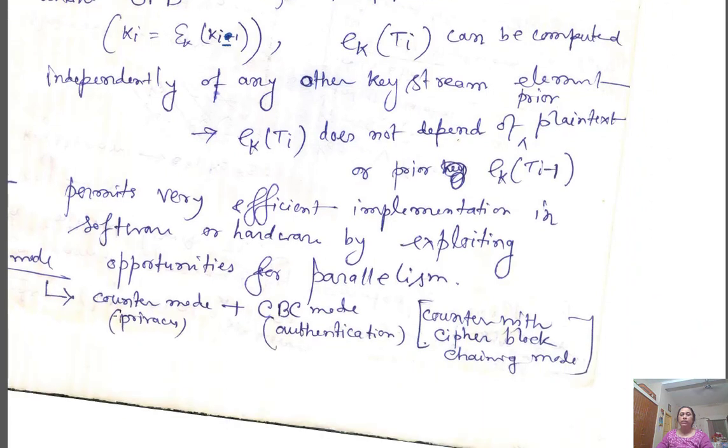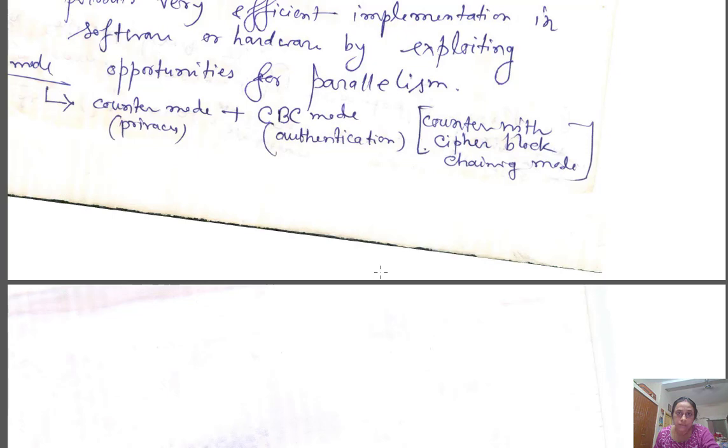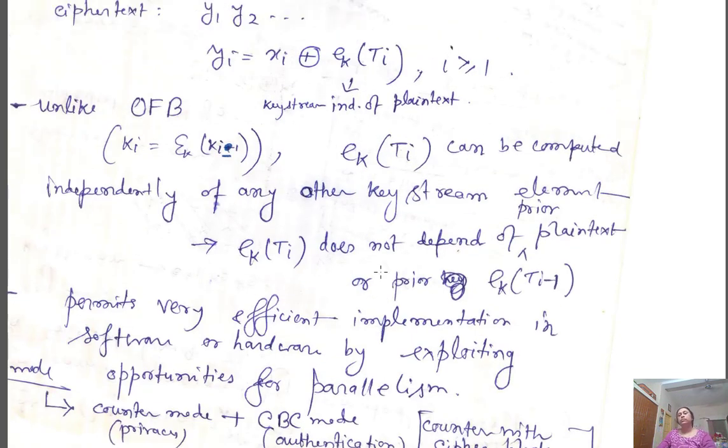There are several other modes, such as the combination of counter mode plus CBC mode. Counter with cipher block chaining mode gives you counter CBC mode. I can't remember what I wrote here; it's not scanned properly. So we have covered block ciphers, and different modes of operation we have also completed. Now let us introduce stream cipher.